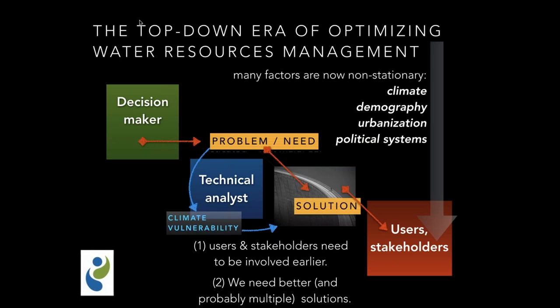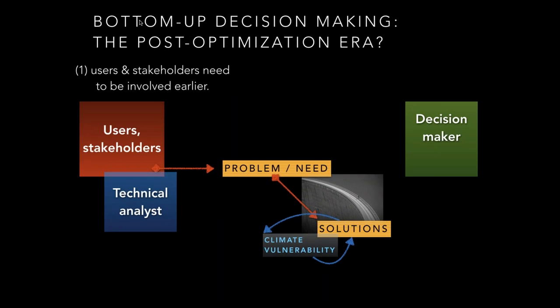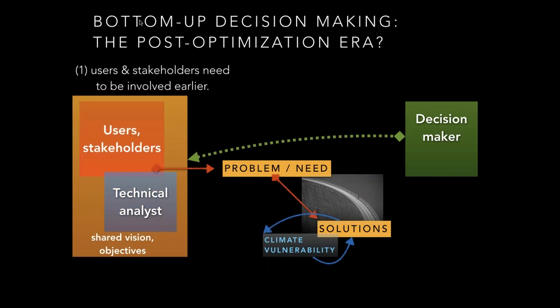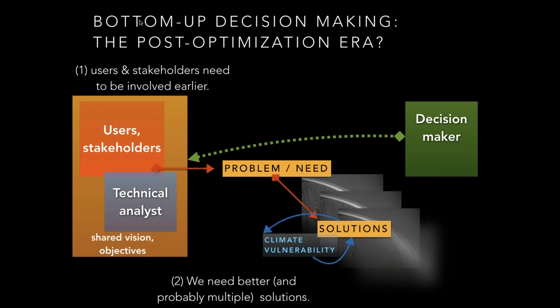So how do we reconcile all of these perspectives and often the resulting unease that users and stakeholders feel with this process? We really need to flip this process around. We need to think about how that technical analyst can work with the users and stakeholders to become a kind of midwife or translator of their vision, their objectives, that can be translated into a problem or need with input from a decision maker, but really driven by those users and stakeholders. Then that technical analyst develops a variety, almost a portfolio of solutions that then can be judged by what it is that we know about, what we feel confident about in terms of the climate that we may be entering.